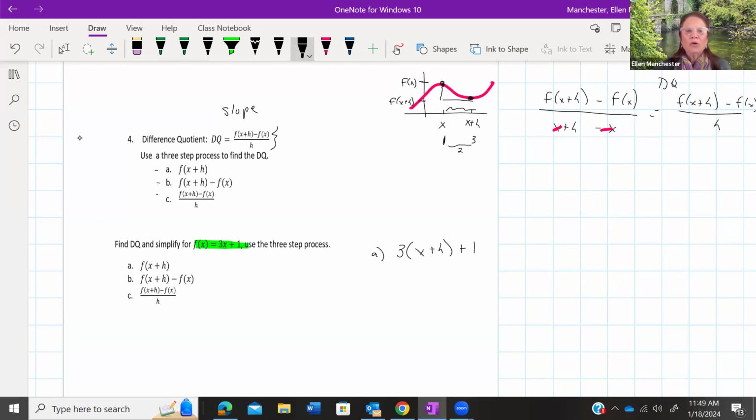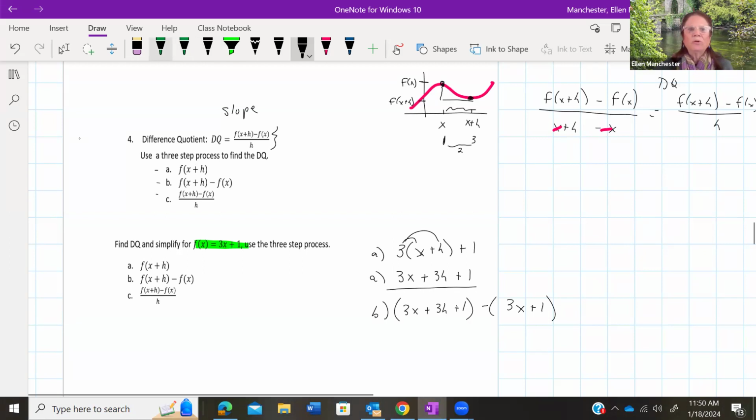And so this whole difference quotient is a practice in algebra. That's all it is. Can you do the algebra, right? Algebra is just, can you do the process? So we distribute the 3, we get 3x plus 3h plus 1. This is the answer to A. All I did is I took out my x and I plugged in x plus h. B says, take that answer and subtract off the whole thing. So I'm going to take this answer and I'm going to subtract off the whole thing.